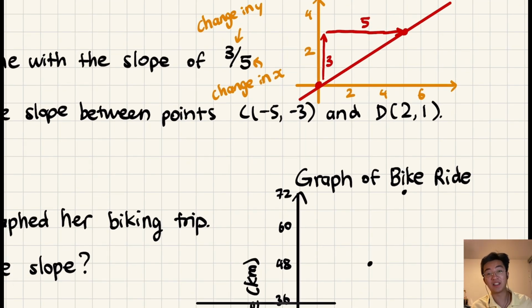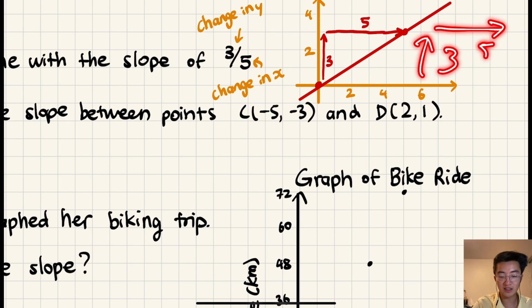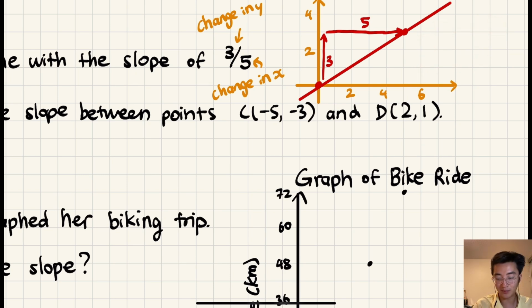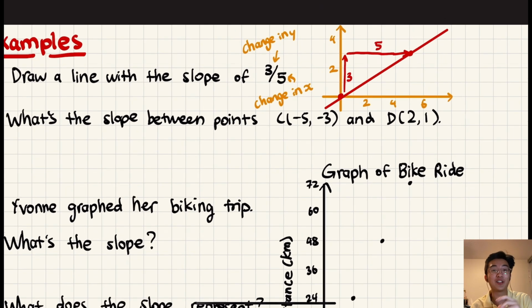So all we're doing is following the slope. The top number of the slope is the numerator, or the changing y value. The bottom number, the denominator, is the changing x value. So in this case, 3 over 5 just means going up by 3, right by 5. That's all the slope is telling us. It just tells us how much we are changing along this line.